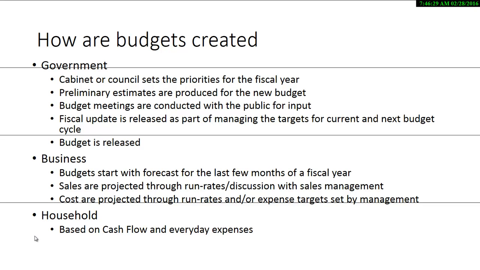Now, in government's case, how it basically works in a nutshell: cabinets, both provincial and federal, and then the municipal councils, set the priorities for that year in terms of what their goals will be. That then forms the basis for the revenue and expense targets.